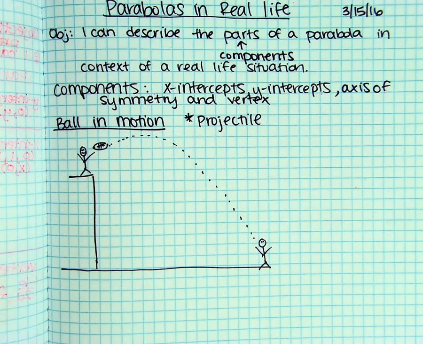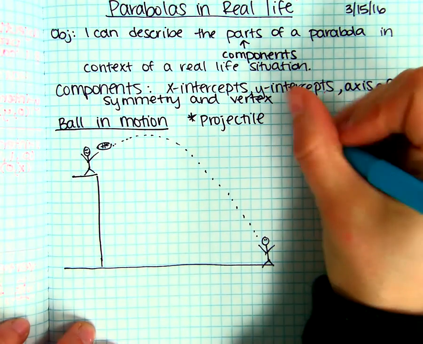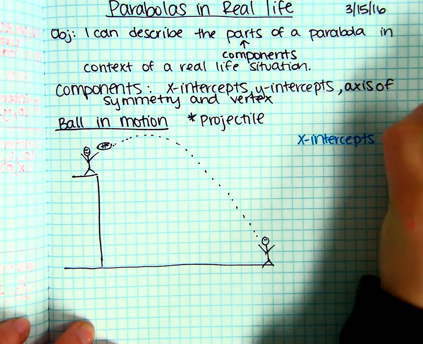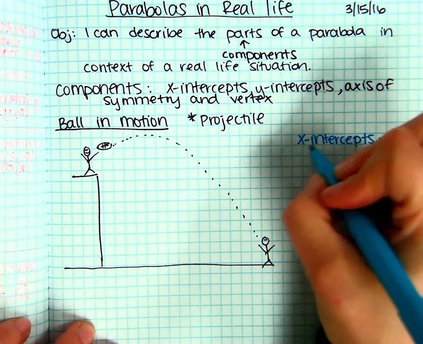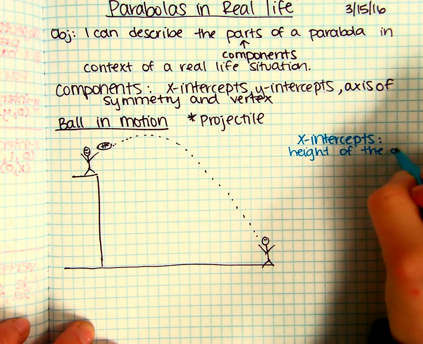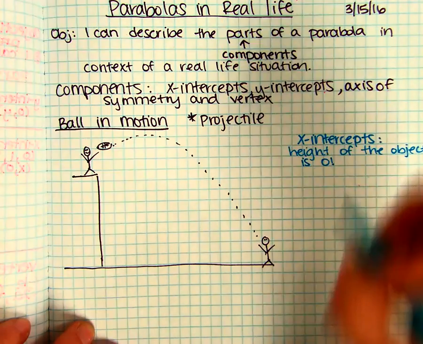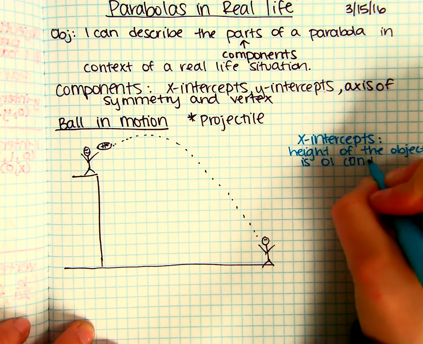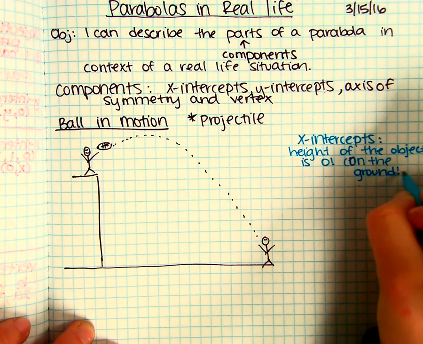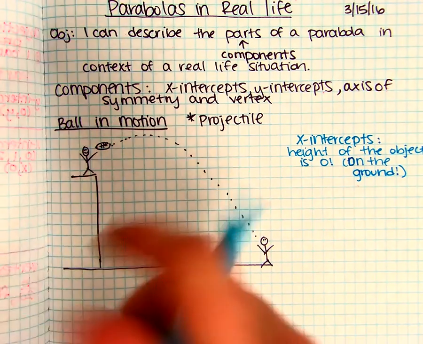All right. So our x-intercepts, okay, so let's start with those. X-intercepts. Okay, the characteristic of those is when the height of the object is 0. Okay, meaning it's on the ground. Okay, so the x-intercept, we would only have one in this case.